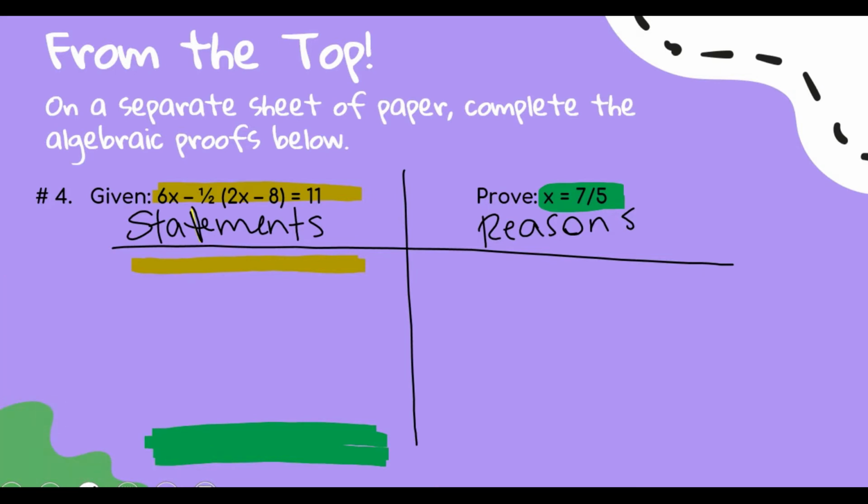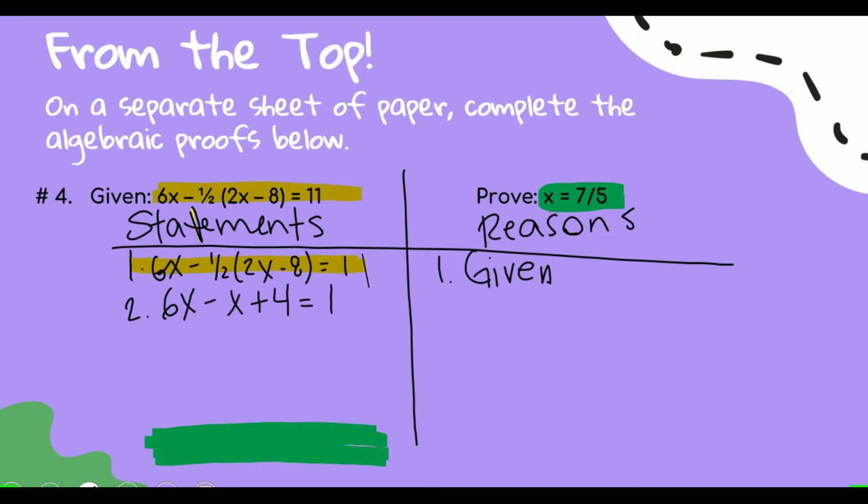First, I'm going to start off with my given statement. And the reason is given. It's what they gave us. All right, step number two, I'm going to distribute the negative one half to everything in the parentheses beside it. So that will make this minus x and plus 4. And what we did there was distributive property of equality.